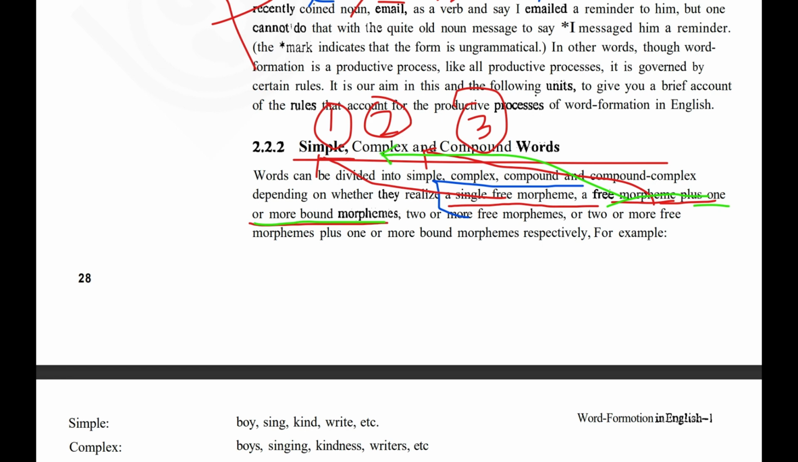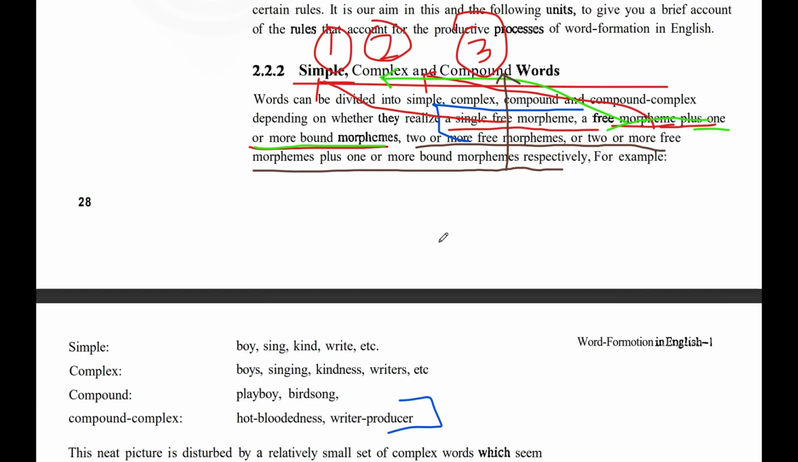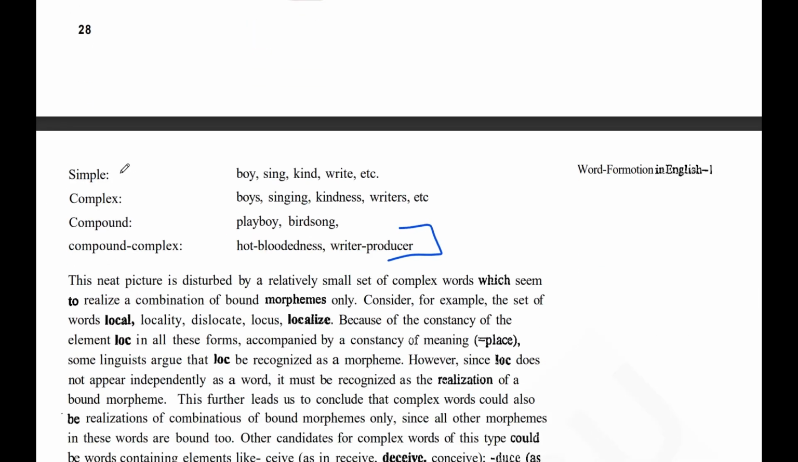And then what is a compound word? Two or more free morphemes, or two or more free morphemes plus one or more bound morphemes respectively, are your compound words. Let's take another example of these words. Simple words are boy, sing, kind, right? Complex is when I just added s or ing, so this is boys, singing, kindness, writers, etc.